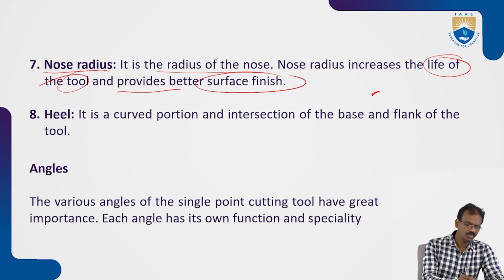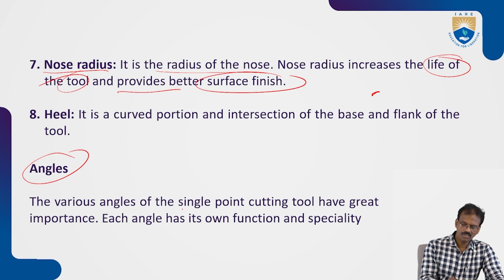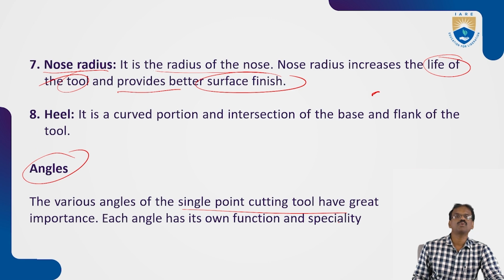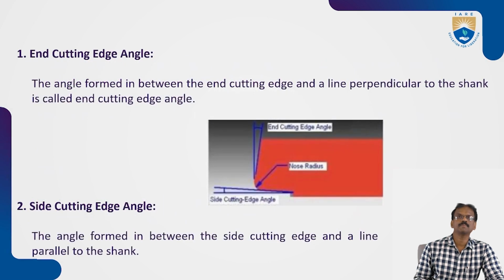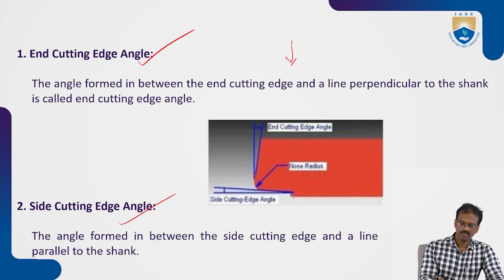So next, the different angles, which we already discussed. The various angles of the single point cutting tool have great importance in machining by using the single point cutting tool. Each angle has its own function and speciality. The first one is, if you observe from the top view, two types of angles we can see. One is the end cutting edge angle, next the side cutting edge angle.